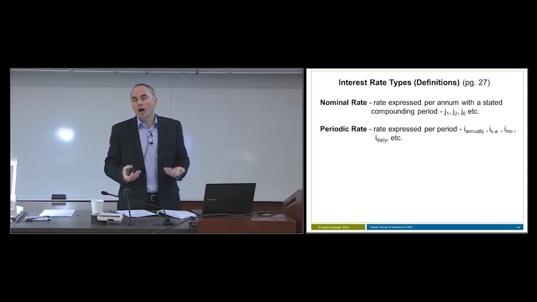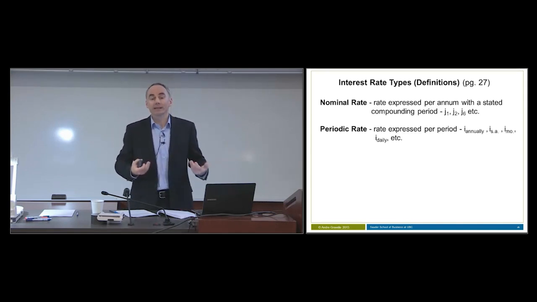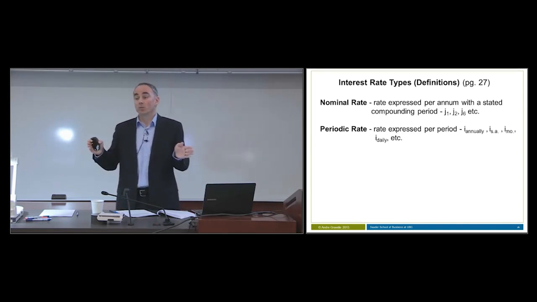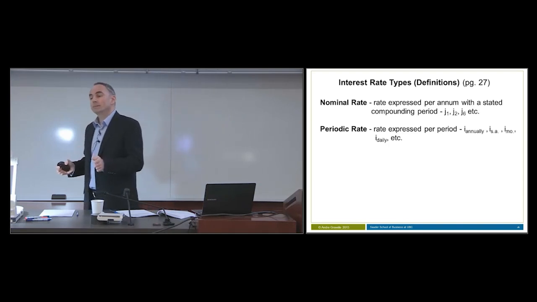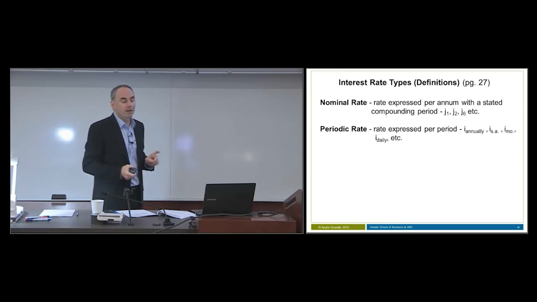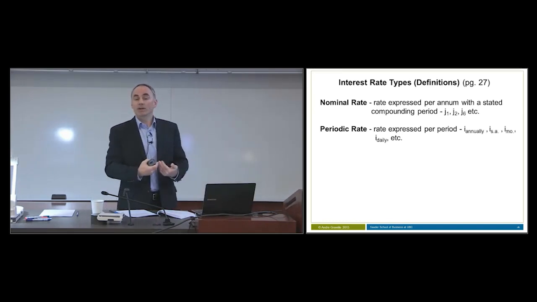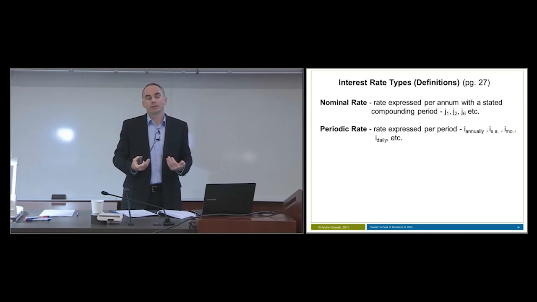Now, if we have a small i, we also have to say, well, what is the period? So it'll be i annually, meaning the period is 1 year. Might be i semi-annually, a 6-month period. Might be i monthly, so it's a monthly periodic rate, a rate for 1 month. Might be i daily, a rate for 1 day, and so on. So those are the kinds of interest rates that we'll deal with a lot.